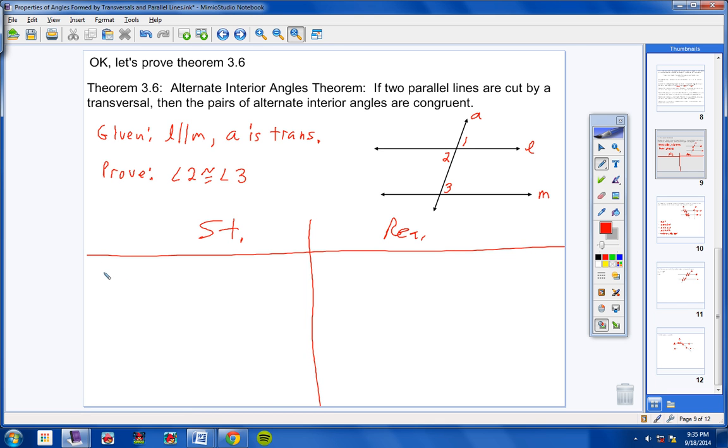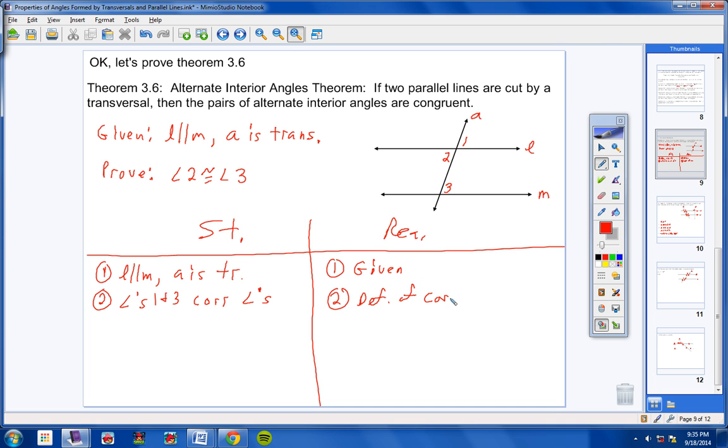Okay, number 1, we always put our given. So real quick, L is parallel to M, comma, A is a transversal, and that's your given. All right. Now next, I'm going to state that angles 1 and 3 are what type of angles? Corresponding angles. And so my reason would be definition of corresponding angles. The reason that I know that angles 1 and 3 are corresponding is because of the definition of corresponding angles, okay?